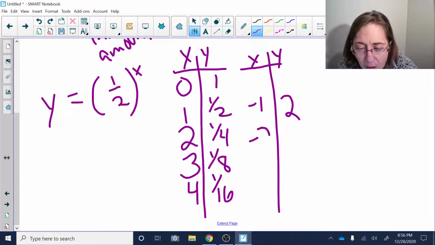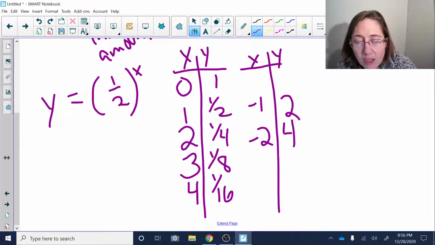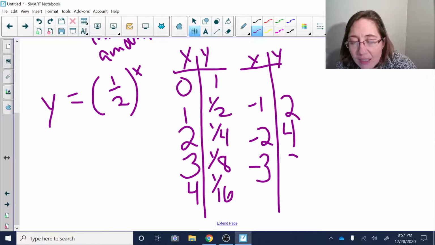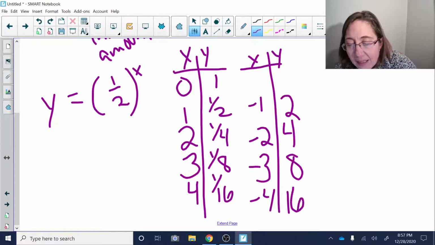If I put a -2 exponent in, it's going to flip over the 1/4 and make it 4 over 1, which is just 4. If I put a -3 in, it's going to flip the 1/8 and make it just 8. If I put the -4 in, it's going to flip the 1/16 and make it just 16.